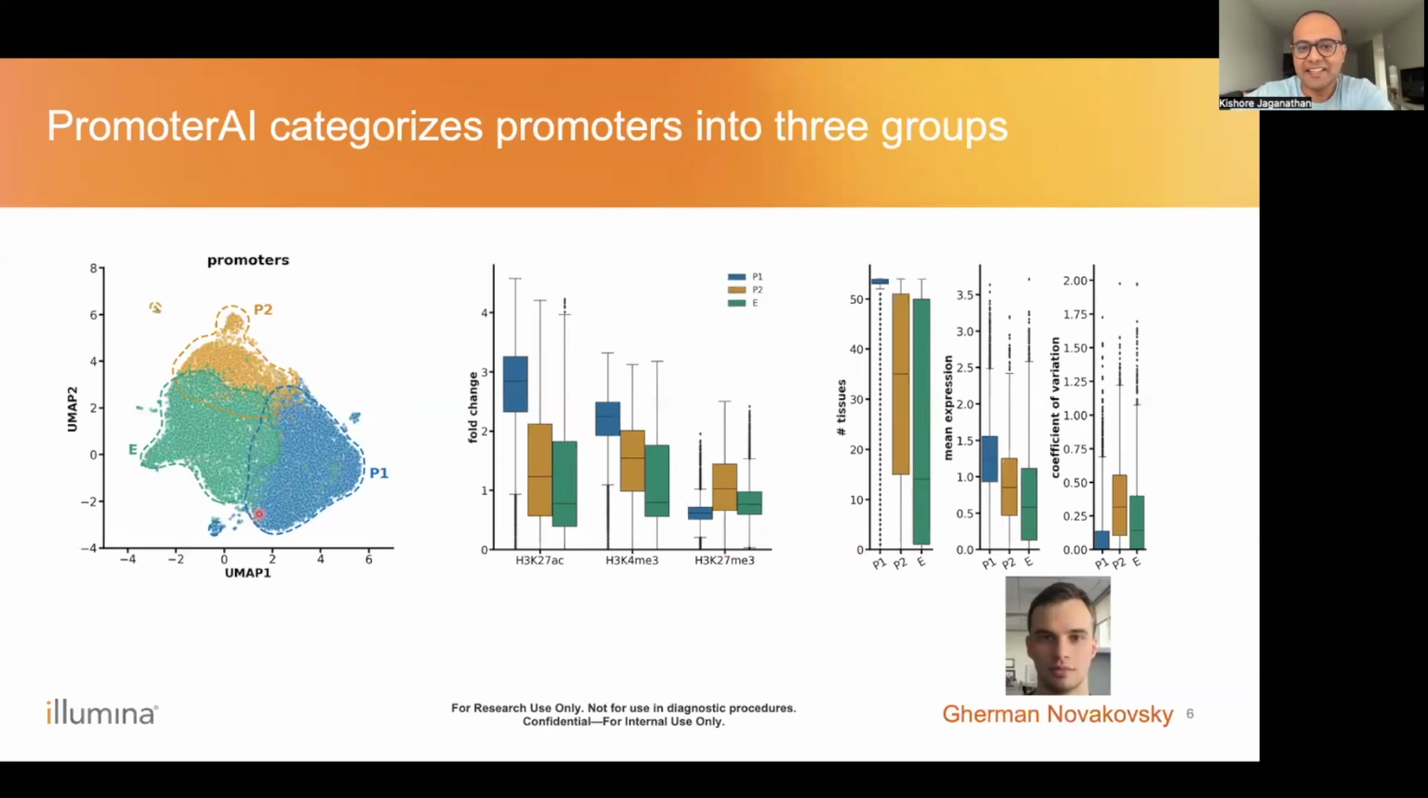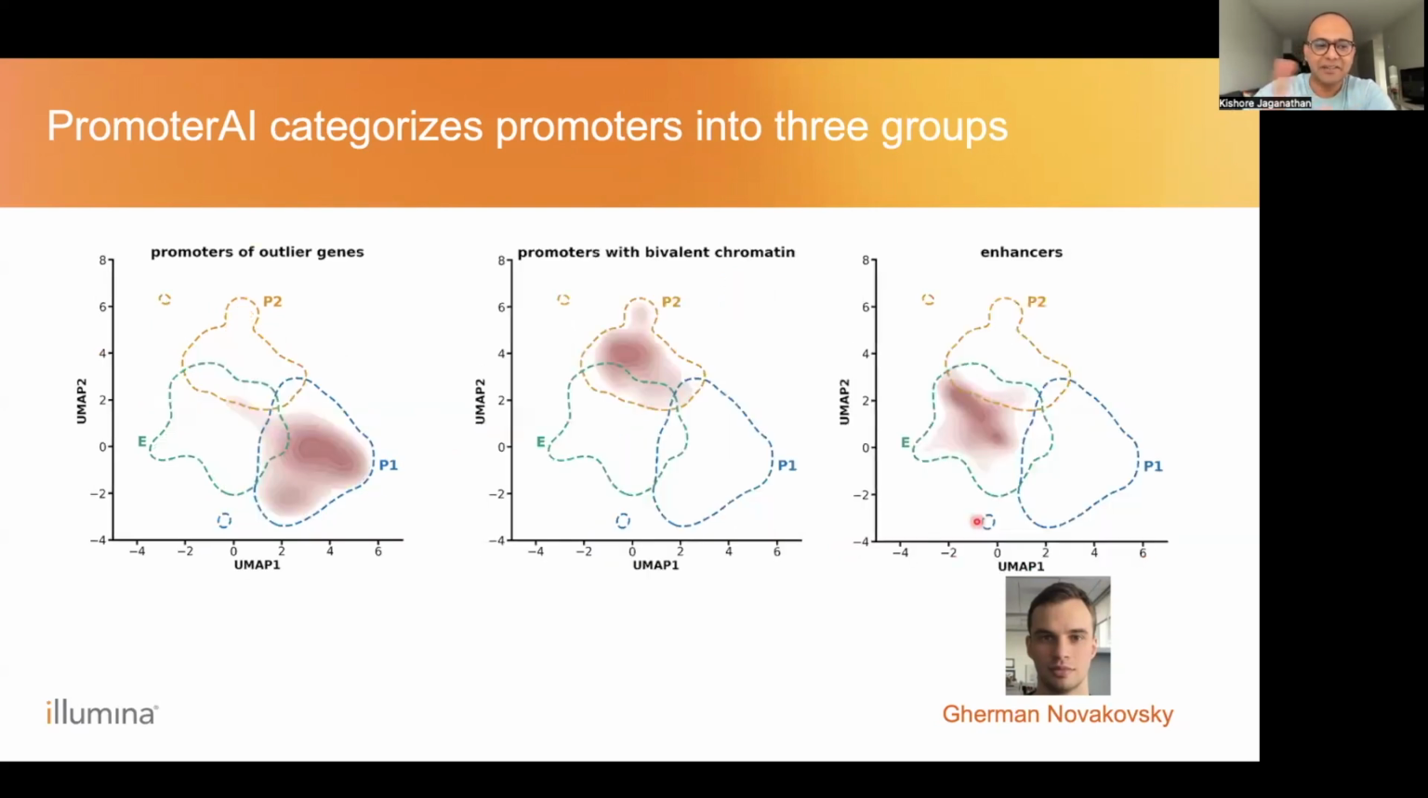The second and third ones tend to be more tissue variable. You see that the promoter histone marks are much lower and the repressive marks are much higher. When you look at the number of tissues where they're expressed, it changes a lot, from 0 to 50. The per-tissue expression mean is also much lower, and the tissue variation tends to be much, much higher.